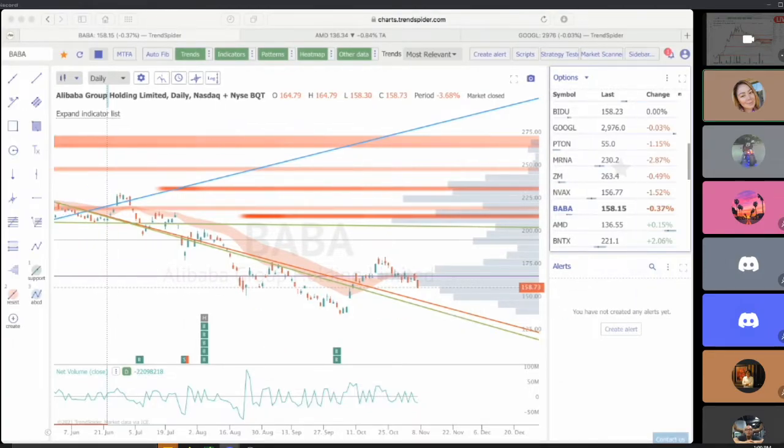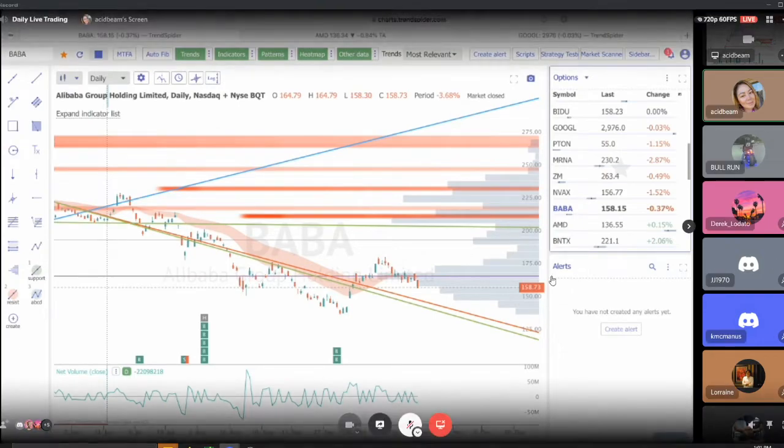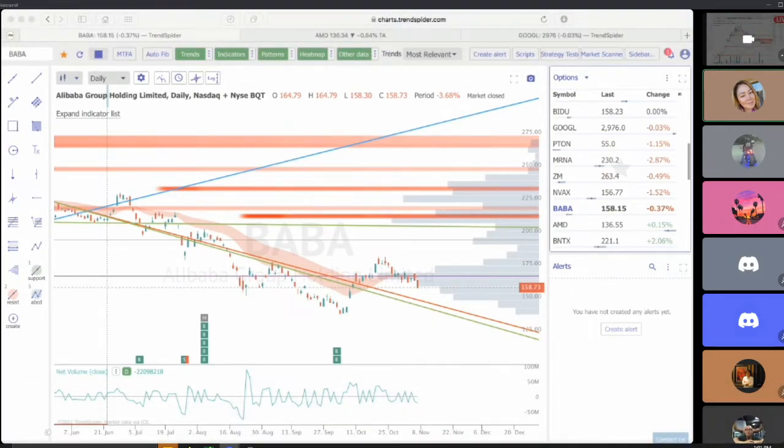This is gonna be long term, guys. So AMD, Nvidia, Texas Instruments, and MCHP. These are all semi plays, and they are gonna play a big role with the chip shortage.